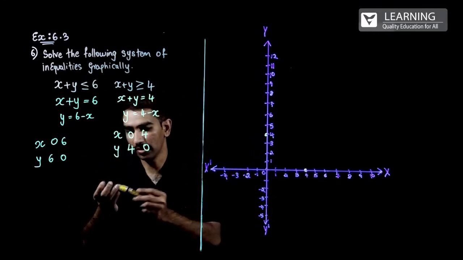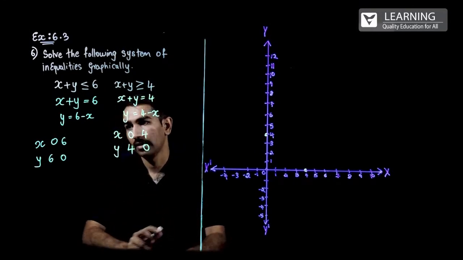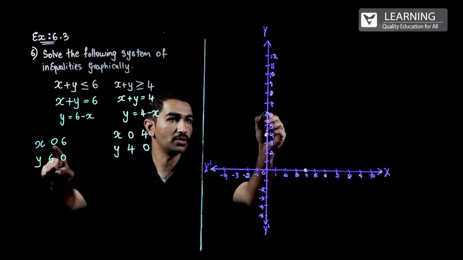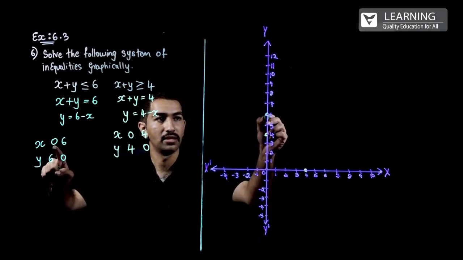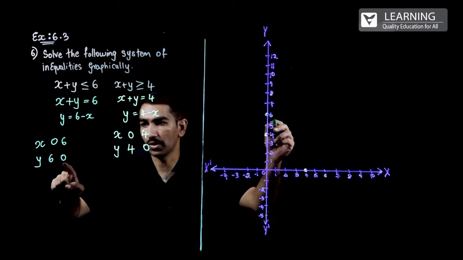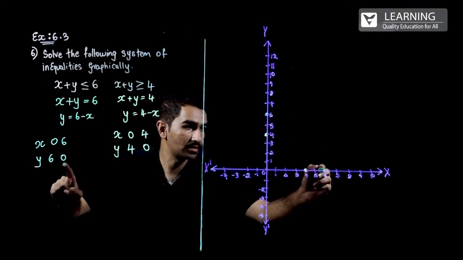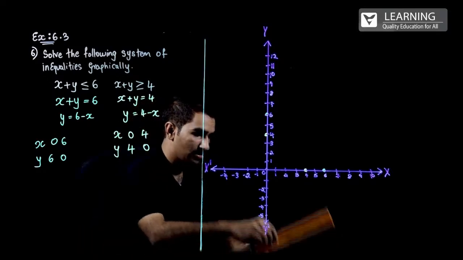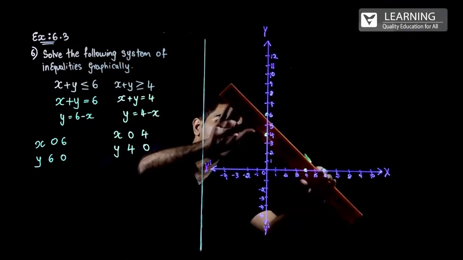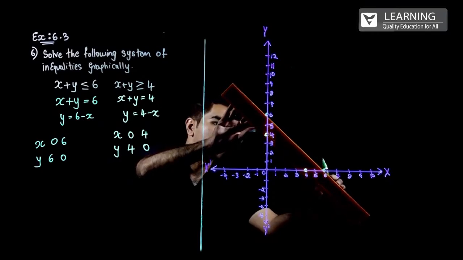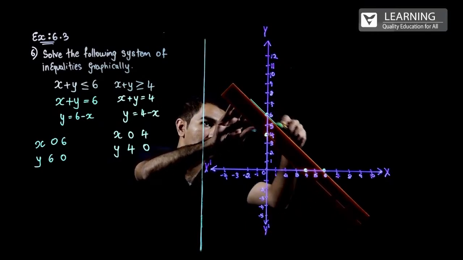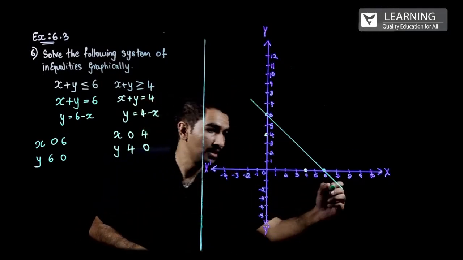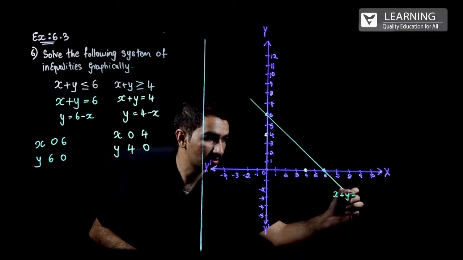Same thing on this side also. x is equal to 0, y is equal to 6, that is this point. And y is equal to 0, x is equal to 6, that is this point. Okay. So we'll join those lines, students. Join these both. So what is this line? This line is green color, right? That is nothing but x plus y is equal to 6.